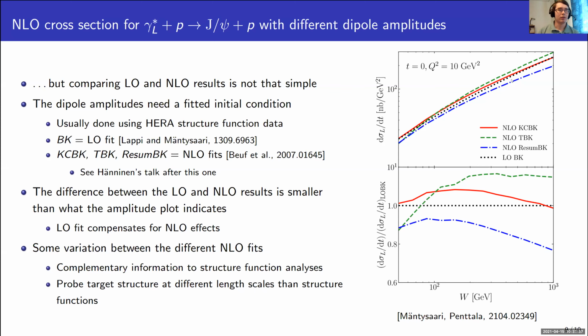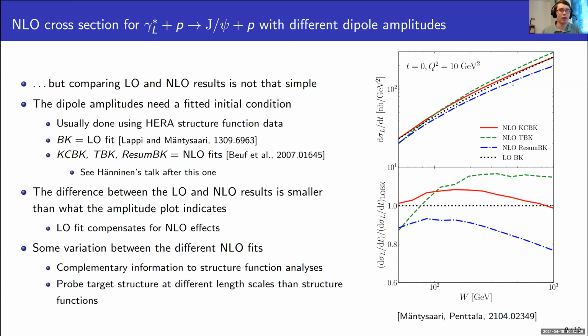Here in the dotted line, we have plotted our result for the leading order differential cross-section using the leading order dipole amplitude fit. And these other ones use the next to leading order equation for the differential cross-section with the next to leading order dipole amplitude fits. You can see that the results we get are not too different. They are certainly not as different as one might expect from the production amplitude plot.